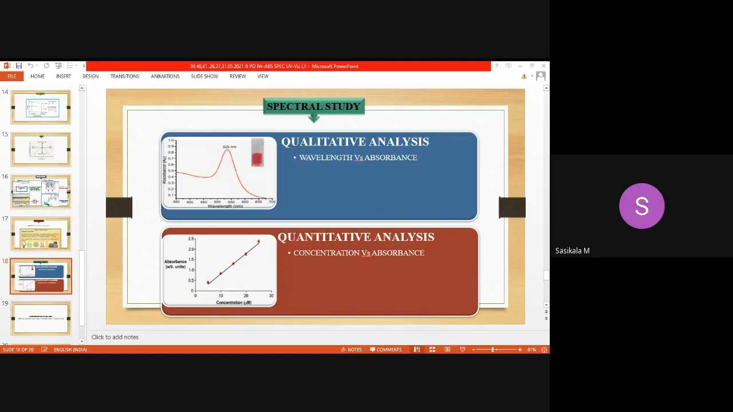So with this, I'm stopping today's class. Remaining things we will discuss in the next class. Spectral study will follow qualitative and quantitative analysis. Concentration versus absorbance is the quantitative parameter, whereas qualitative is wavelength versus absorbance. Understood, no? Is there any doubt?